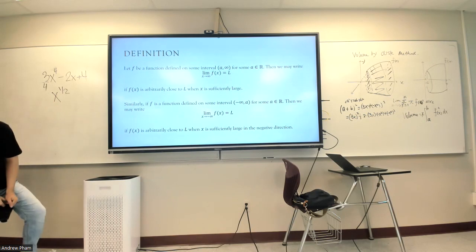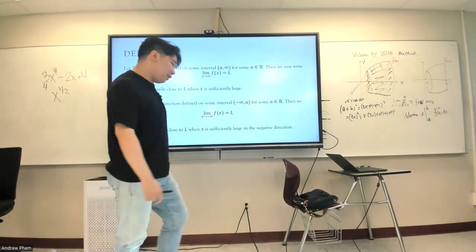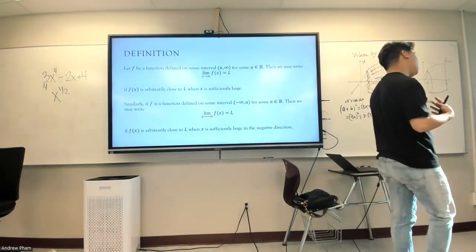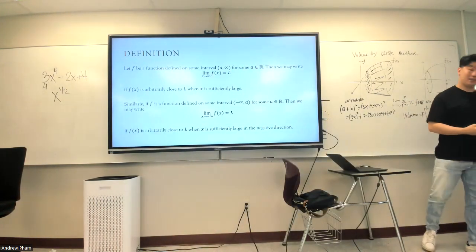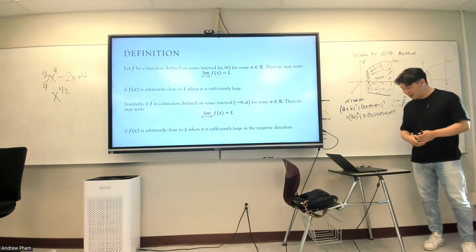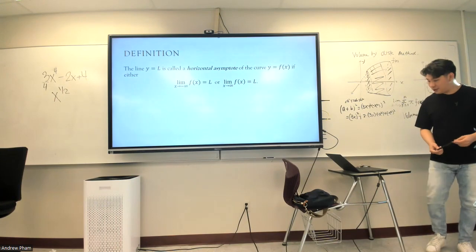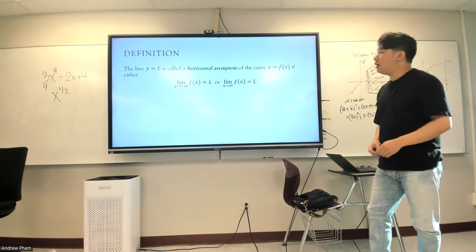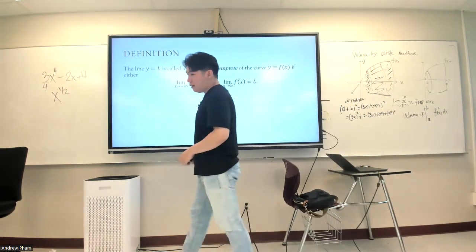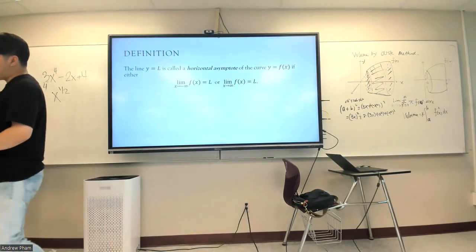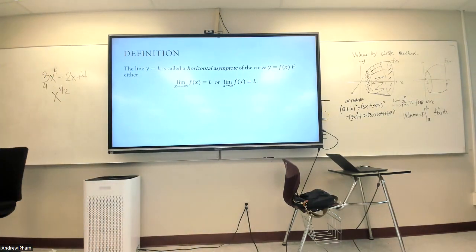Perfect. All right, so let's go to our next definition. What can I use with this infinite limit? Limit at infinity. So I'm going to give this definition. The line y is equal to L is a horizontal asymptote for a given function if the limit at infinity is equal to L.